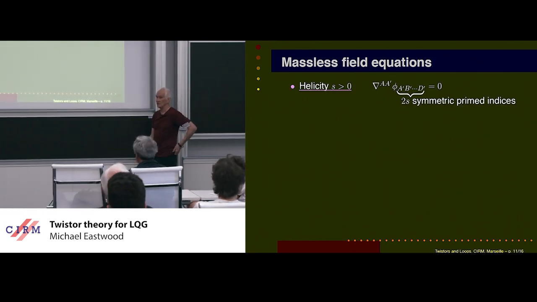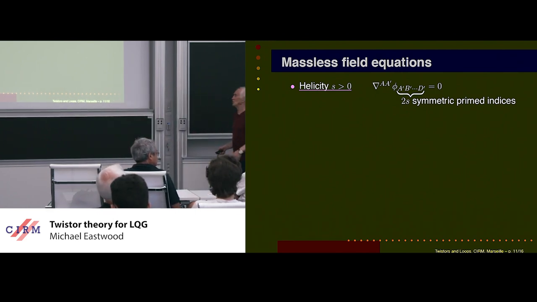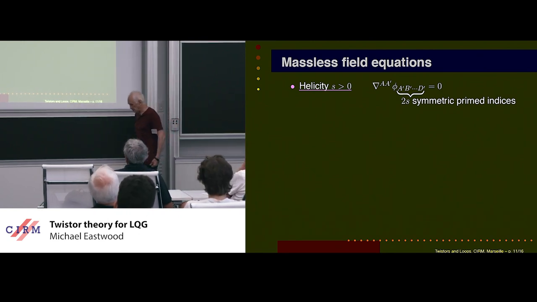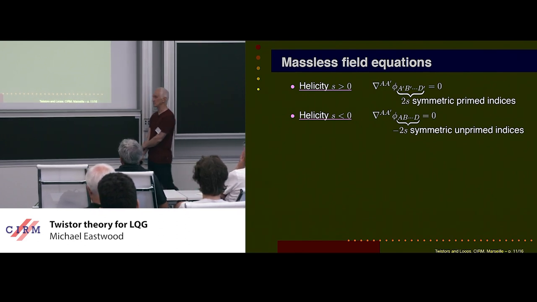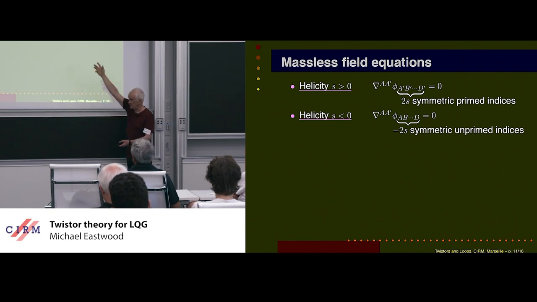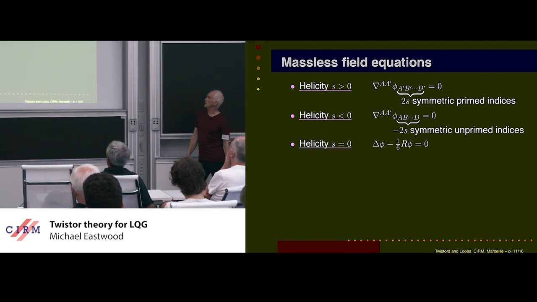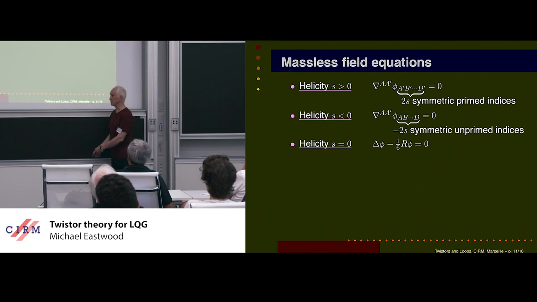I'm just going to write them down. Fortunately, I don't need to explain this to this particular audience. So these are the helicity, traditionally labeled with a half integer. So helicity greater than zero, less than zero, depending on you having primed or unprimed spinor indices. These are spinors in the convention of Roger Penrose, or even helicity zero, which strangely enough is a second order differential equation rather than the first order differential equation. All of these things are conformally invariant.